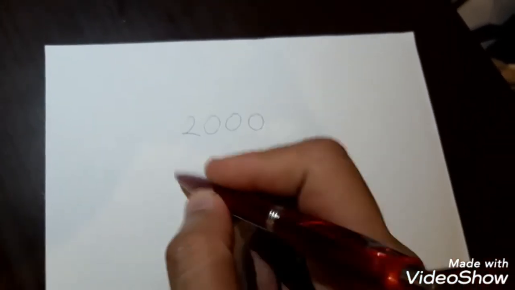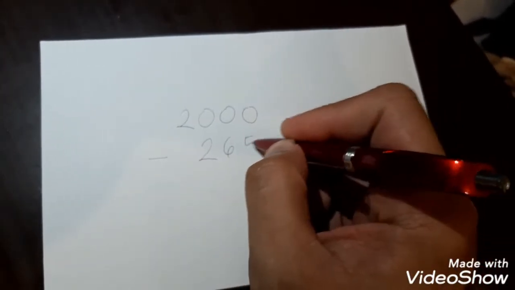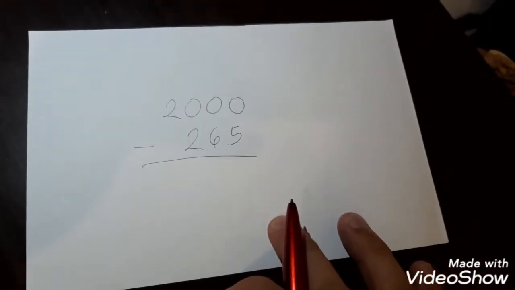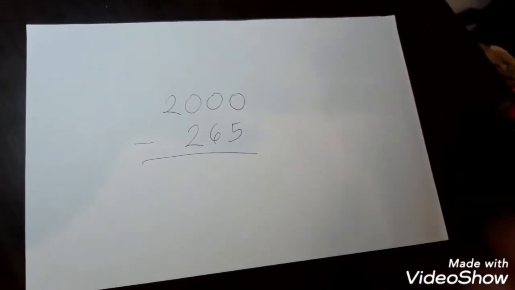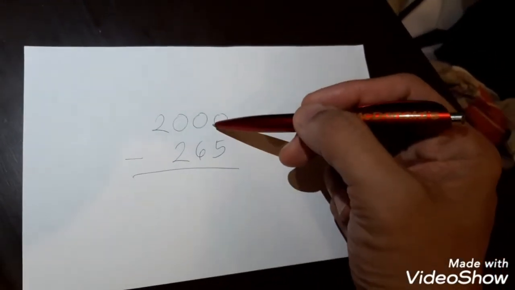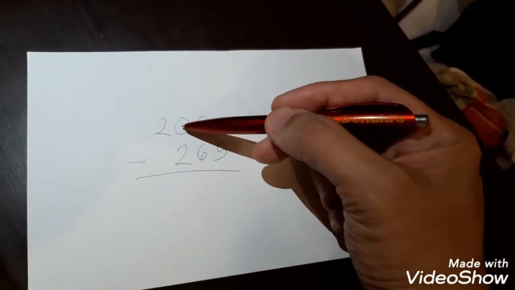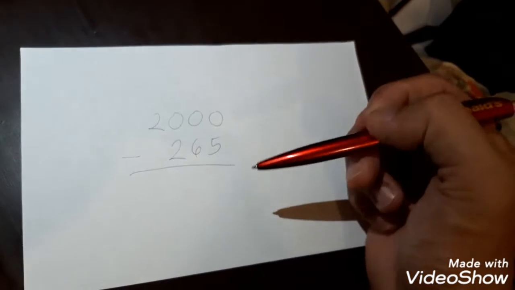Let's say 2000 minus 265. A lot of us are used to saying, okay, you can't take away 5 from 0, so we have to borrow from the tens, but there's nothing to borrow. We borrow from the hundreds, we borrow eventually from the thousands.